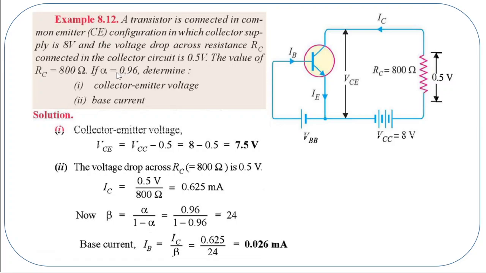Now alpha is given, from which I can find beta as alpha divided by 1 minus alpha. So this is 24. Once I find beta and IC, I can calculate IB as IC divided by beta. So 0.625 divided by 24, this is 0.026 milliampere. So that's for today. Thank you.